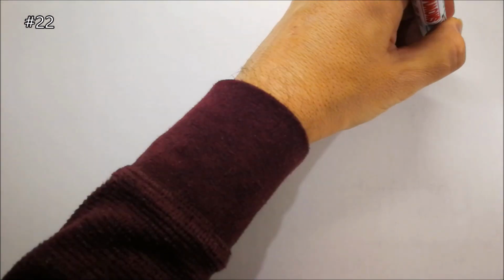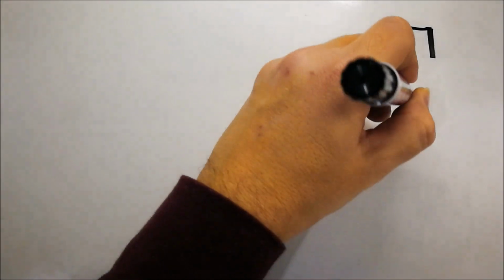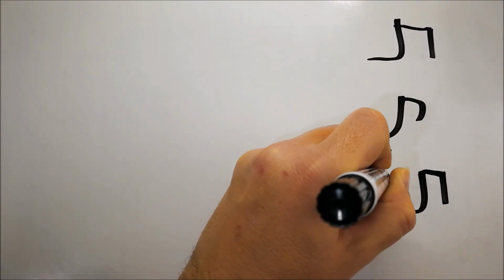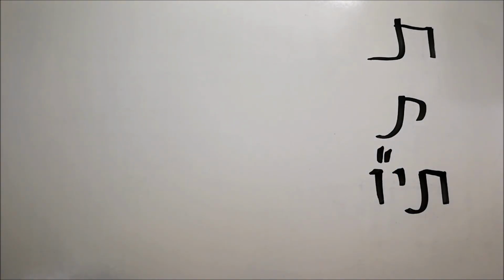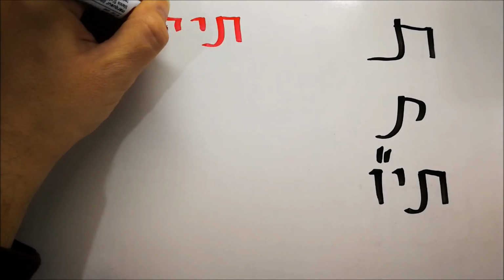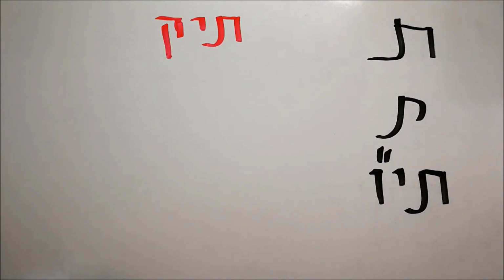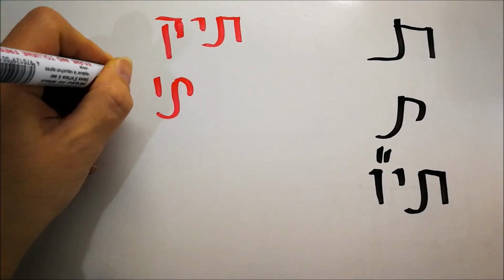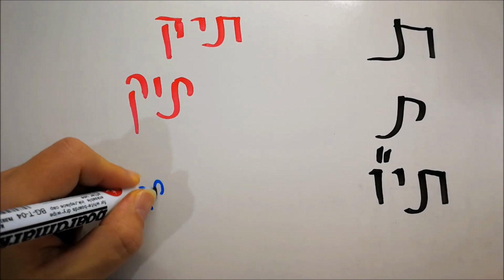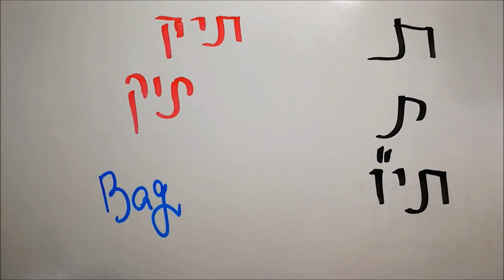The last letter in the Hebrew alphabet is Tav. This is how you write Tav. This is how you spell the letter Tav. A word example for the letter Tav is Tik. This is how you write Tik in print and in handwriting. Tik translates to bag in English.